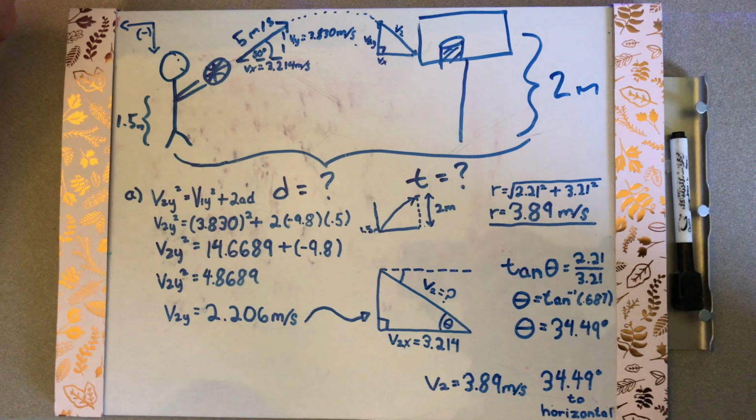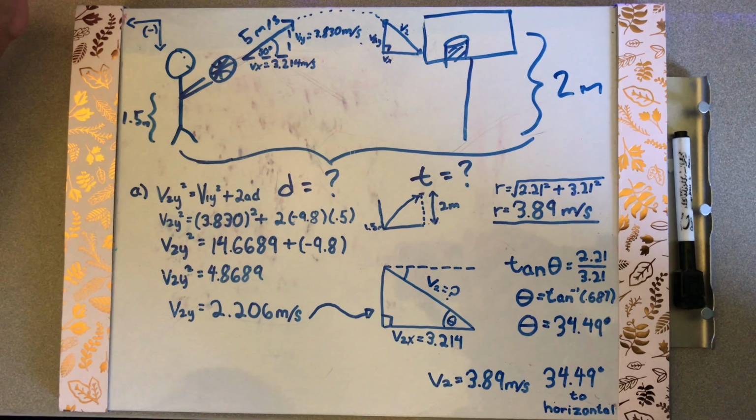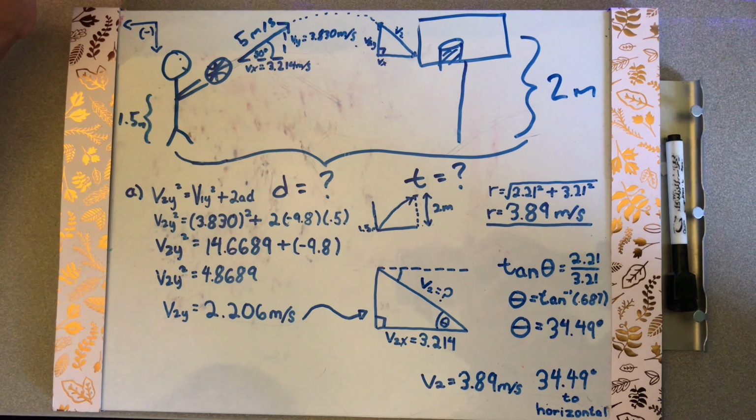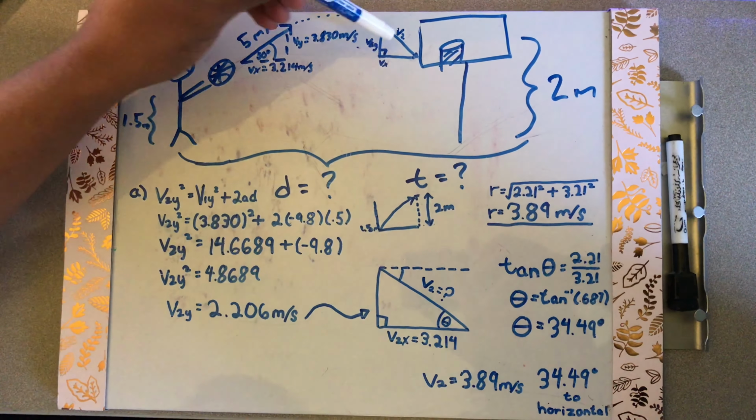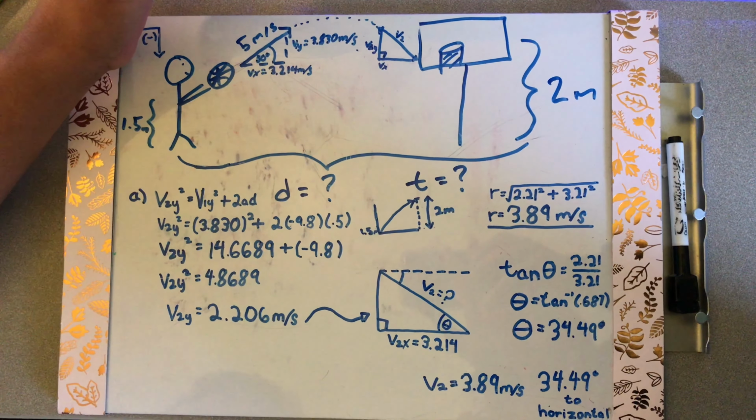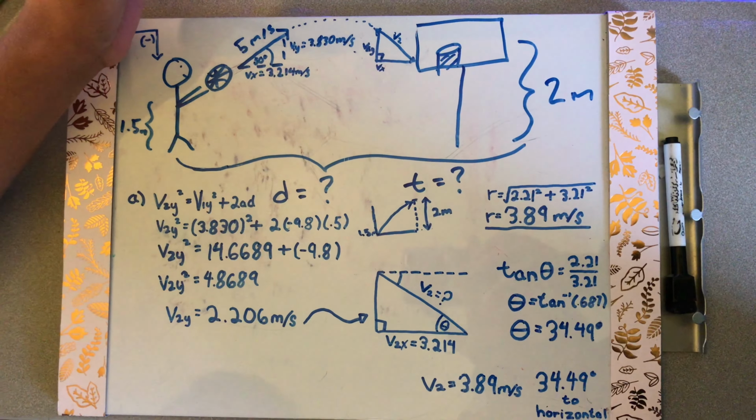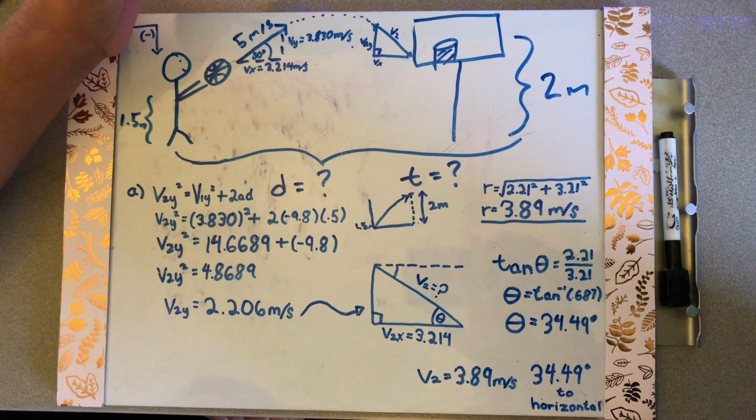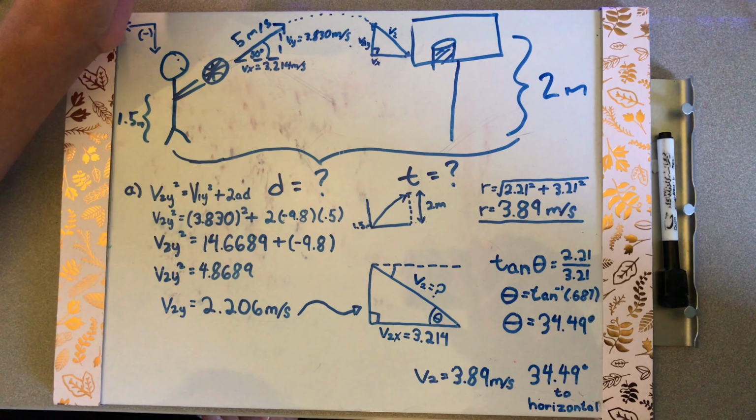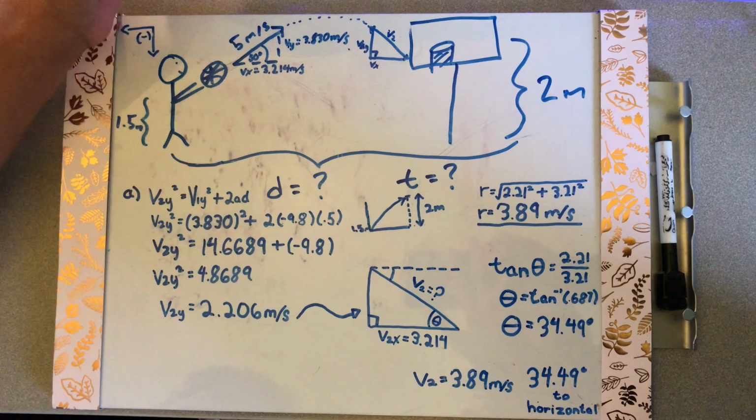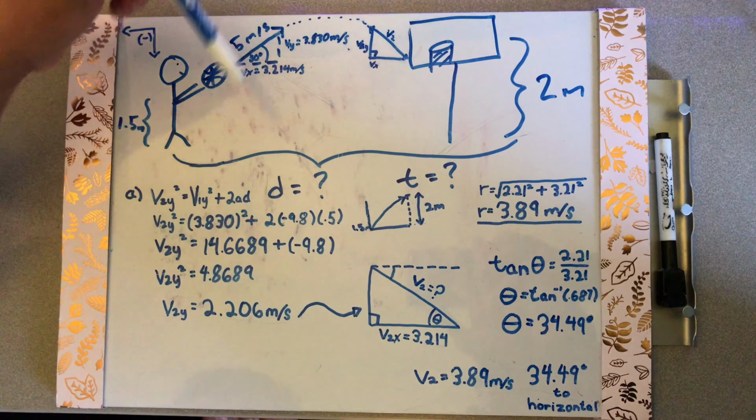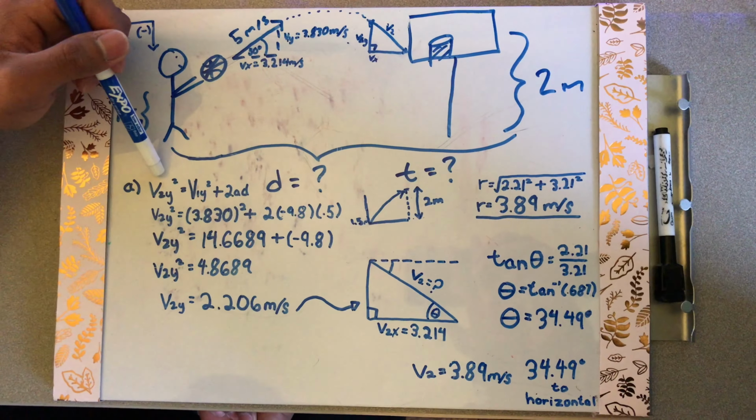So question A is asking, what is the velocity of the ball when it hits the hoop? What we are looking for is our V2, which is over here. However, we don't have enough variables to solve for our V2, so we will have to solve for one of the variables. We are going to solve for V2y. We use the V2 squared equals V1 squared plus 2AD formula.